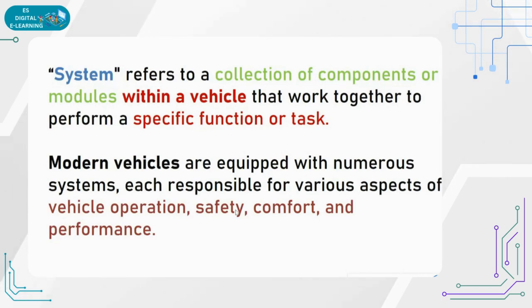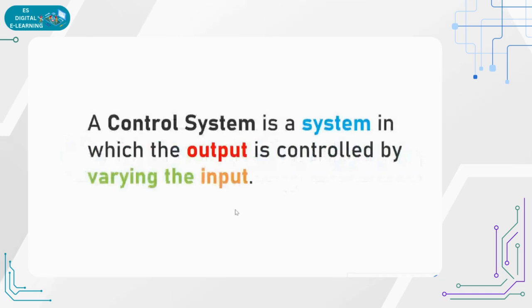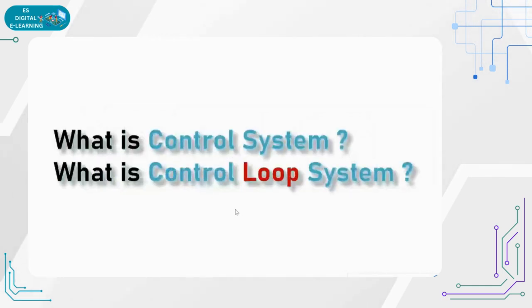So now we came up with safety, comfort and operation of the vehicle, and things and performance should be very easy nowadays. To ensure that, whatever we are operating should follow some desired inputs and desired outputs. From that, we came up with the control system, so how we are able to control the system. A control system is a system in which the output is controlled by varying the input.